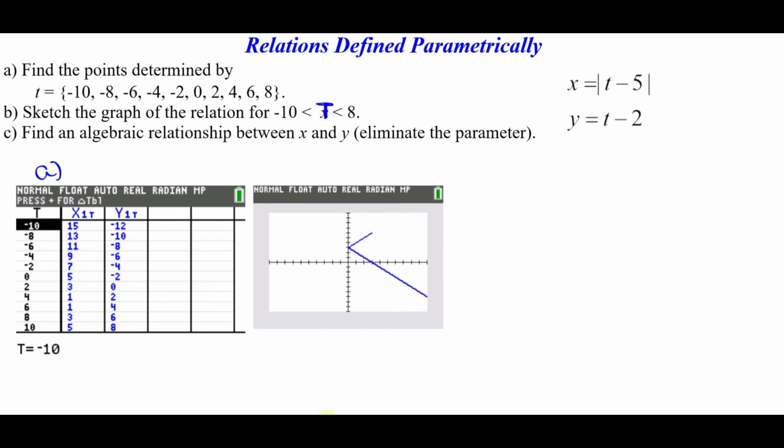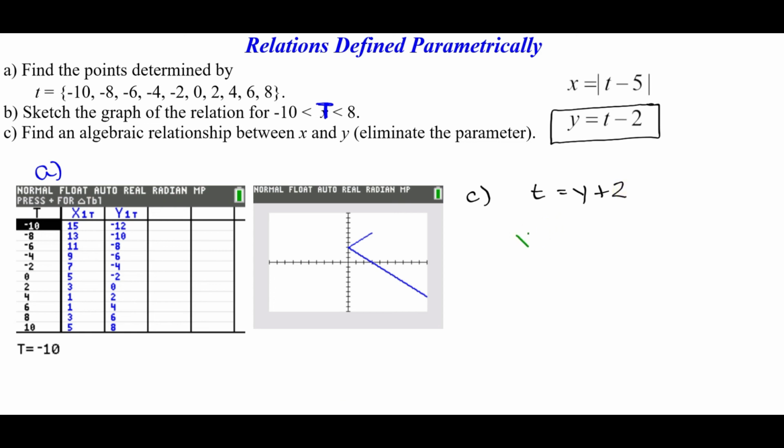All right, remember that part C asked us to find that algebraic relationship, so this cannot happen in the calculator. Again, we're going to look at our X equation and our Y equation, and which one is easier for us to get X or to get T by itself. In this case, it happens to be the Y equation. So here we're going to go T is Y plus 2. Then again, take that T value and plug it into the other equation.